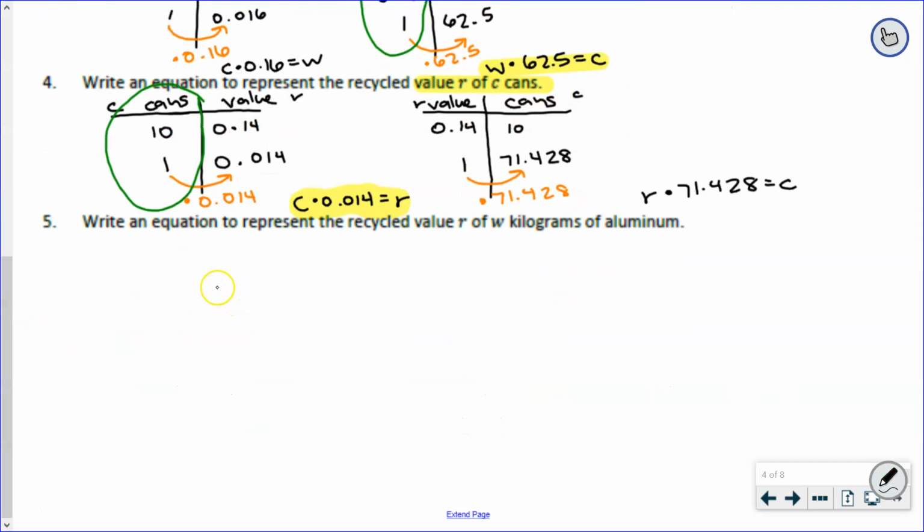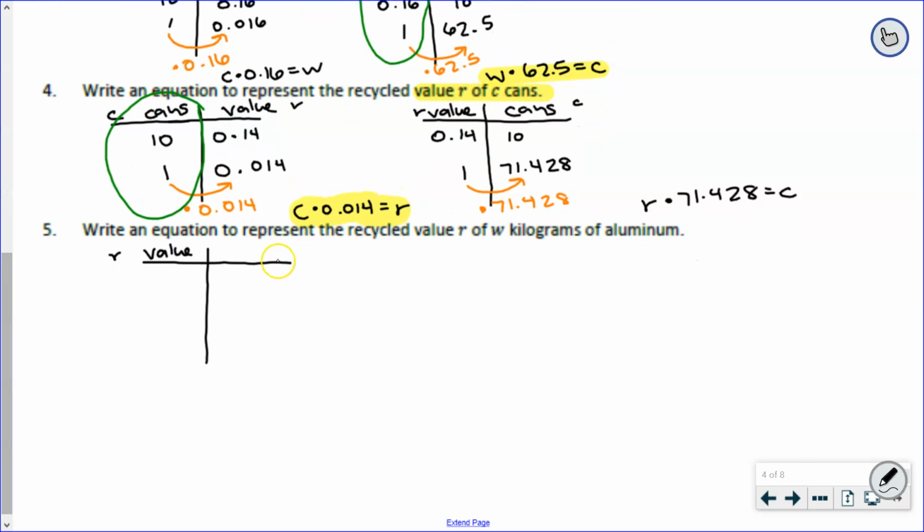Write an equation to represent the recycled value R of W kilograms of aluminum. So we've got our value, R, and we've got our weight. Is that what the W is really standing for? Yeah, weight. Here in this table, I'm going to reverse those columns. Weight W and value R. I have to go back to the original problem.